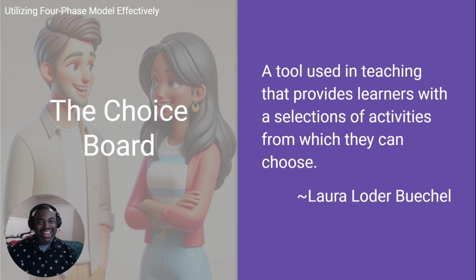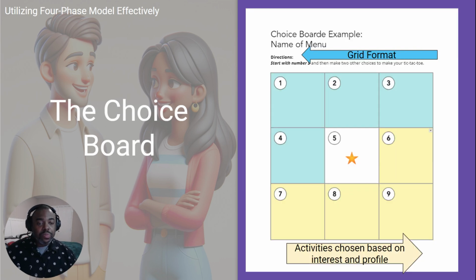Let's take a look at an example of utilizing the four phase model. A choice board is a great example of this. A choice board, based on Laura Lauder Bruchel, is a tool used in teaching that provides learners with a selection of activities from which they can choose. Choice boards are in a grid format that lets students pick activities that match their interests and learning needs. They offer different types of tasks and learning environments, giving students control over what and how they learn. This approach helps students become more independent, manage time, make decisions, and be more creative.